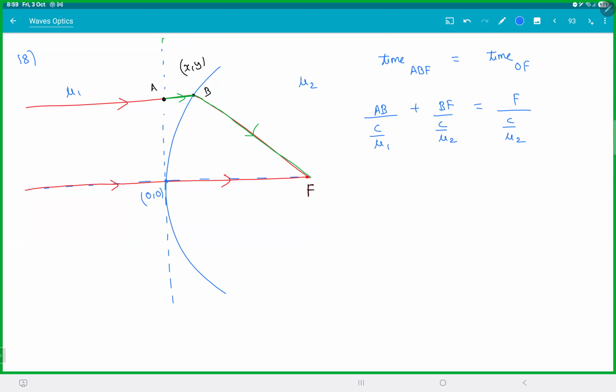Clear with this? Substitute AB, BF, OF in terms of x and y. Solve. I'll give a minute or two. If you wrote this, you're done. Physics part is over once you write this statement. The time taken to go from ABF must be equal to that from O to F. That is the whole point of optical path. Because before A, they are parallel, so they travel the same distance. You didn't have an issue.